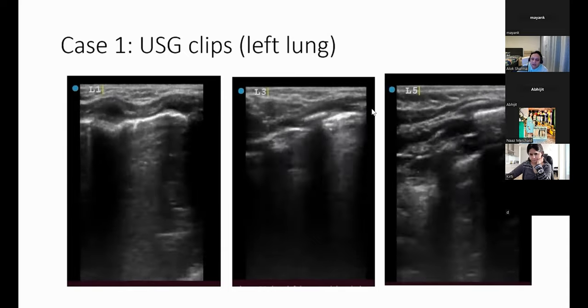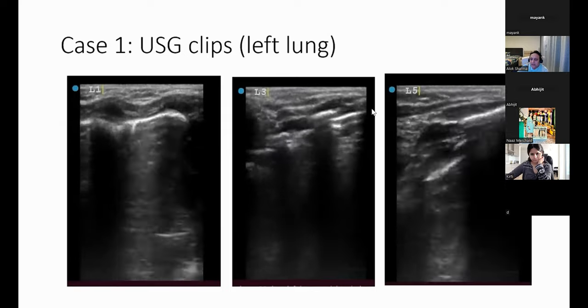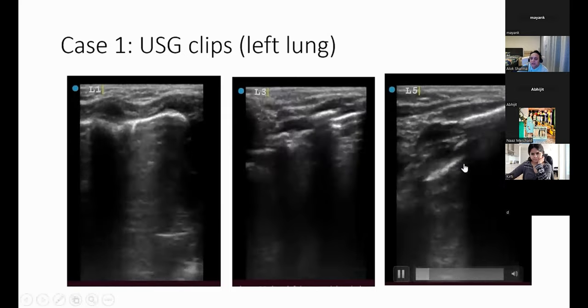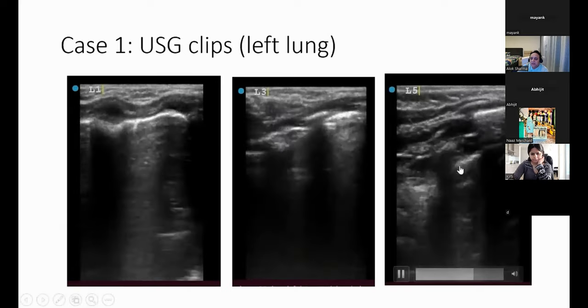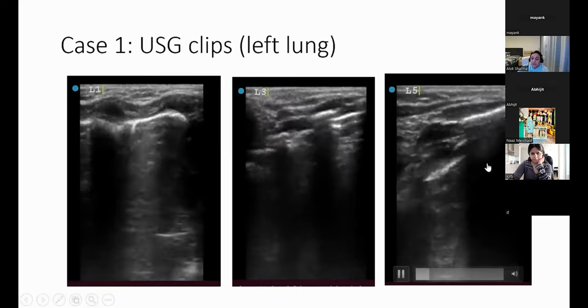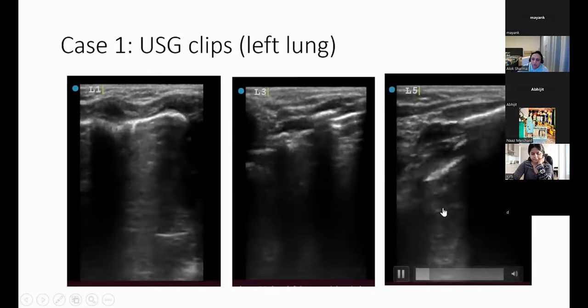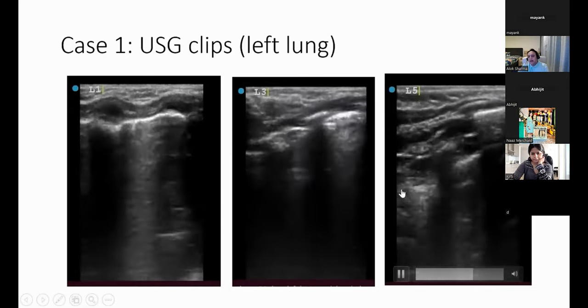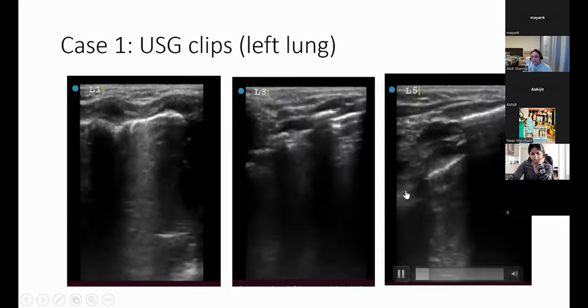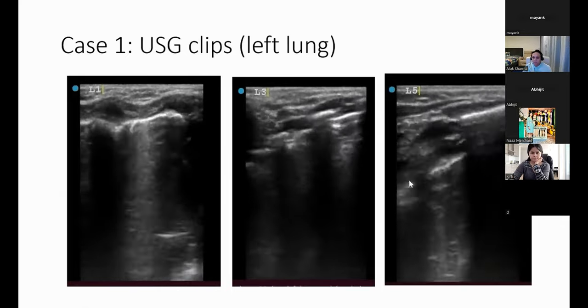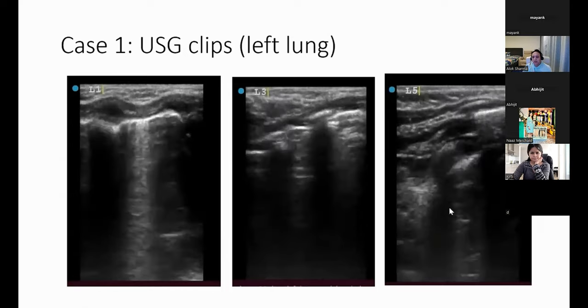So if you go to L5 in particular, just on the left-hand side of the screen, you see a very dense area that sometimes looks like consolidation. A little bit more leftwards. Now, again, what that needs is a little bit better delineation and the probe being completely perpendicular in that position.